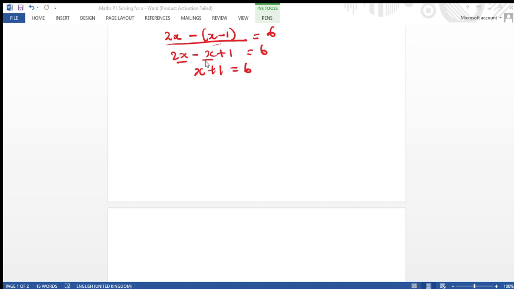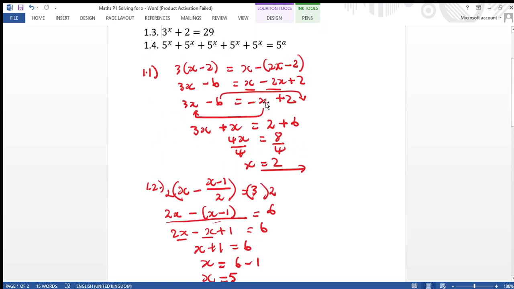Okay, so just give me a second. So here, excuse me for that. And then here you're going to have x. 1 is going to come to the right hand side. It's going to become negative. Now your answer is x is equal to 5. Okay, I hope you understood that part.